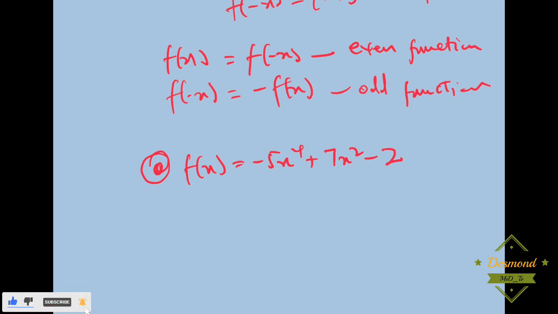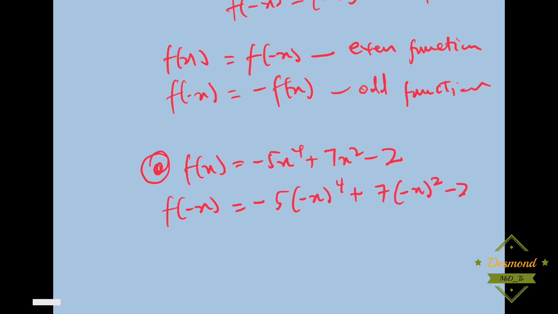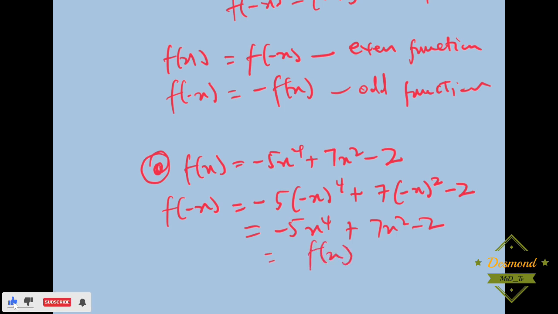So let's try to do it. f of negative x, right? Let's do that and see. So we are going to put negative x in there. So we have negative 5 times negative x exponent 4 plus 7 times negative x squared minus 2. Now when we do this, we should get negative 5x exponent 4 plus 7x squared minus 2, which is equal to the f of x that we just did here, right?